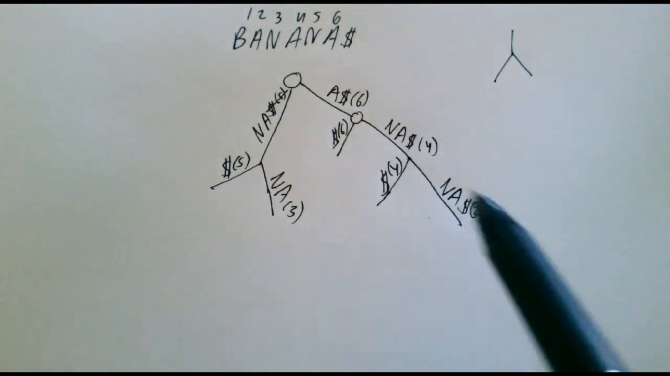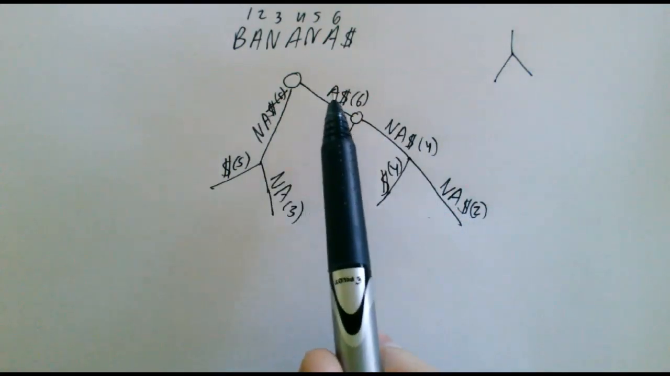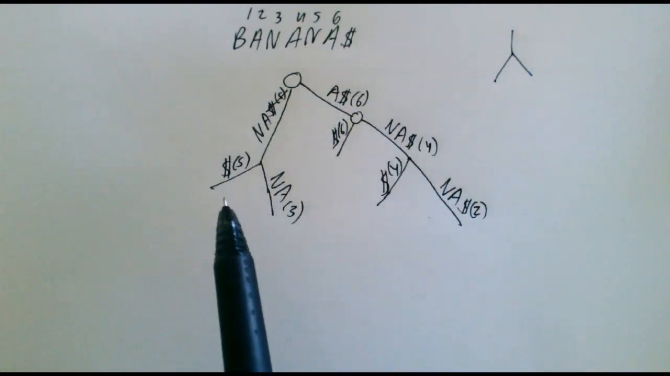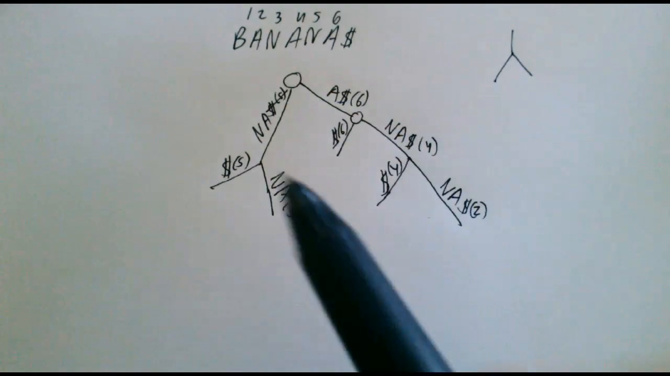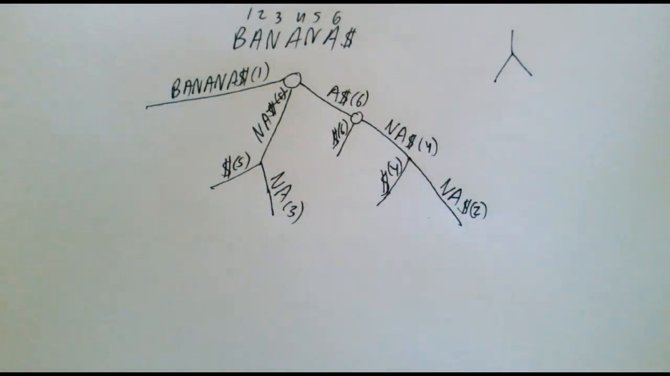And then our last one is a B. Do we have a root for a B? Right now we only have an A root and an N root. We don't have a B root, so we got to add a B root, which is BANANA $, and then of course that's root 1 for us.